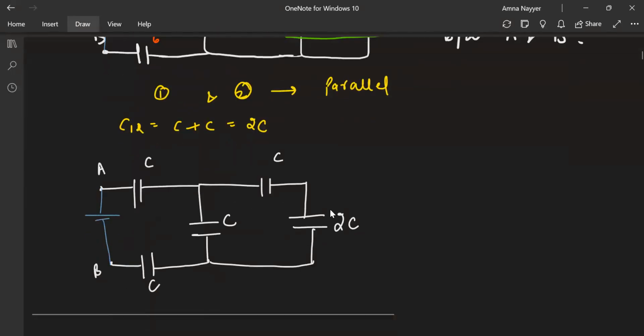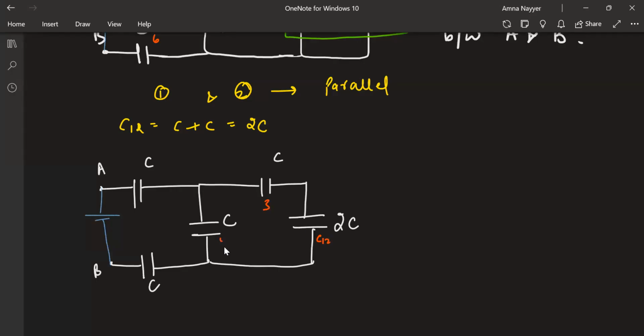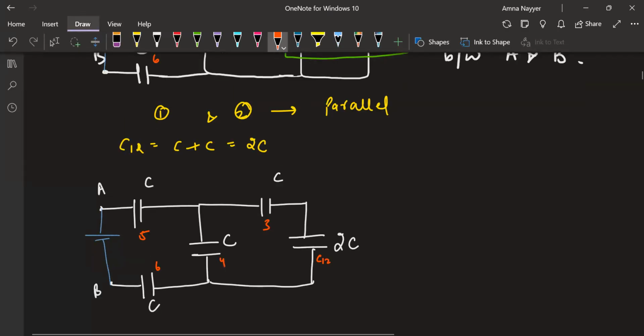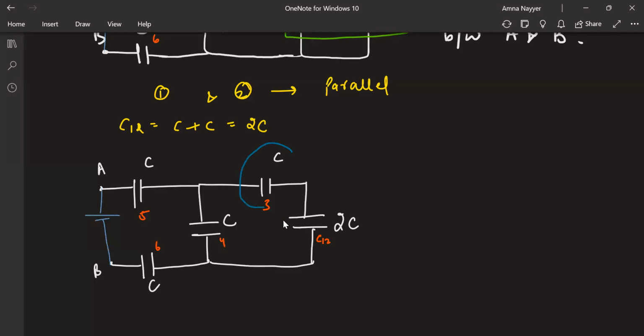Now coming to this, let me just name it again. This is C12, this is 3, this is 4, this is 5, this is 6. Tell me, how are C12 and 3 connected? In series. See, so this is how you go, wherever you go, whichever are reducible. So here C12 and C3 are connected in series.